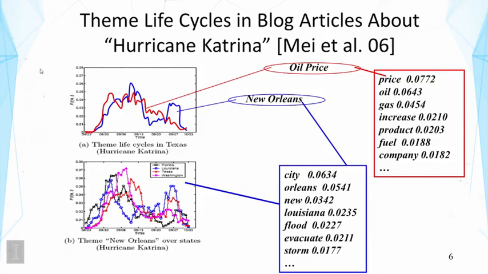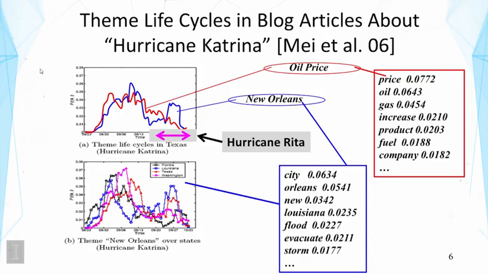We see that initially the two curves tracked each other very well, but later we see the topic of New Orleans was mentioned again, but oil price was not. And this turns out to be the time period when another hurricane, Hurricane Rita, hit the region. And that apparently triggered more discussion about the flooding of the city.